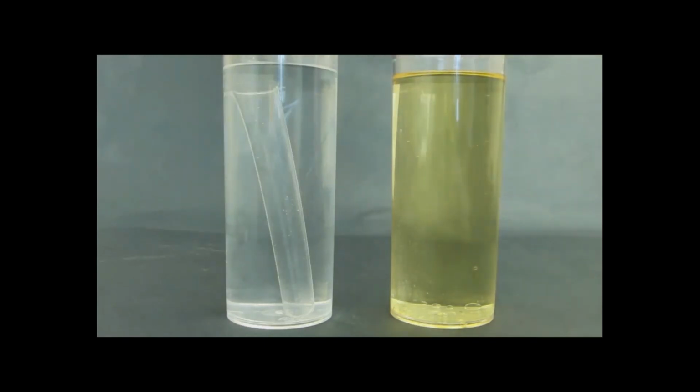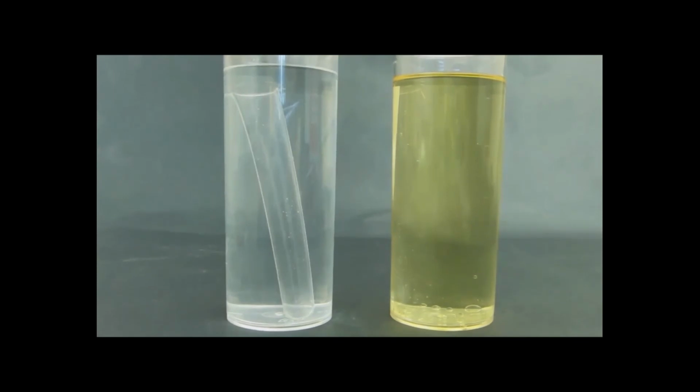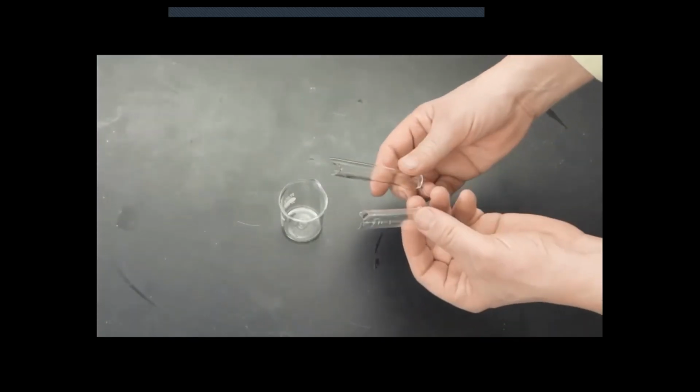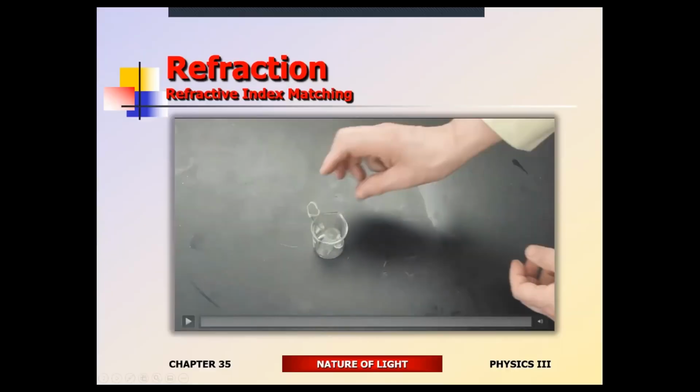Now the answer is, it has the same index of refraction as the oil does. And that means they both bend light the same way at the same angle. So that's what's making it hard to see the test tube inside the oil. Now that you understand this concept, we're going to take this broken test tube and make the oil appear to make it whole. All right, that was cute.